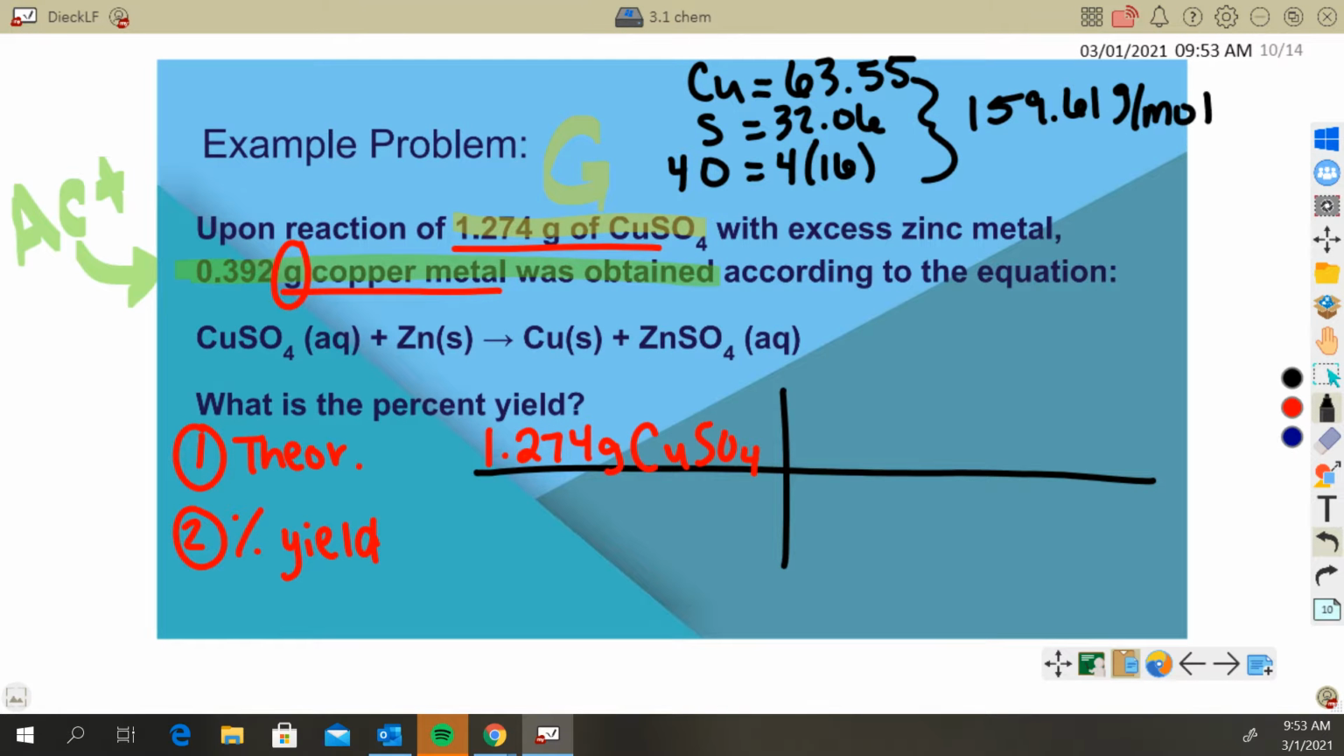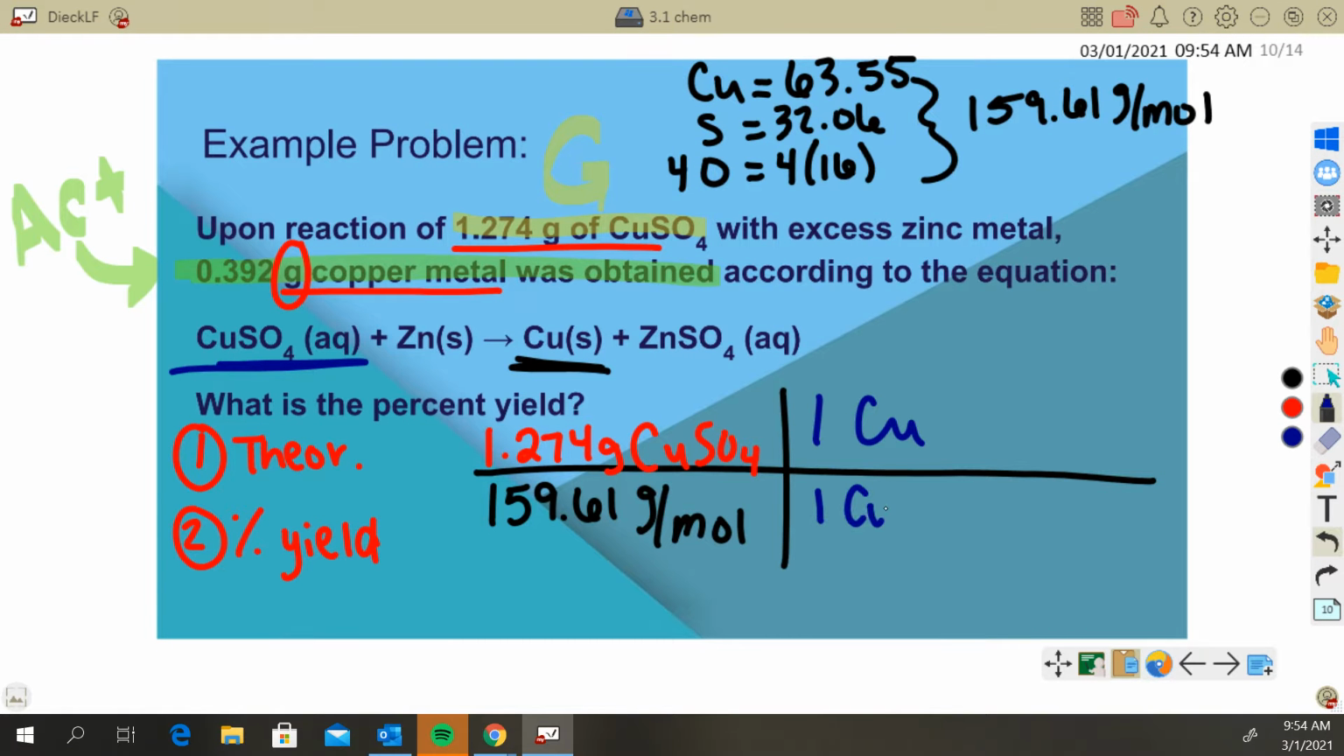So, because we're starting with grams of copper sulfate, we need to divide by the molar mass, which is 159.61 grams per mole. When I'm doing stoichiometry, what always goes in my middle section for my train tracks? Yeah, my coefficient or my mole ratio. So I want copper. What's in front of copper? 1. So we're just going to write 1 Cu. I was given copper sulfate. What's in front of copper sulfate? 1. So we have 1 CuSO4.